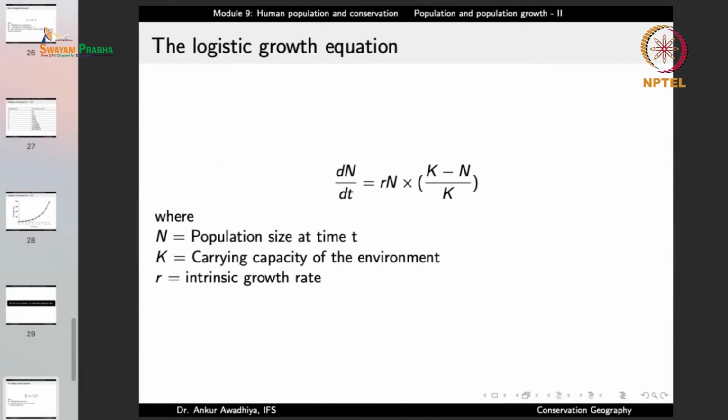Actually, we find that most of the wildlife populations can be explained through the logistic growth equation. That is, the rate of change with time, dN by dt, is r into N multiplied by this factor (K minus N) by K. Earlier we were thinking that dN by dt is r into N, but actually there is this other factor that is working. This factor is (K minus N) by K, where K is the carrying capacity of the environment, and N is the current population size.